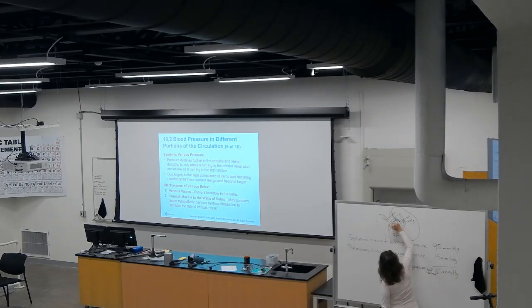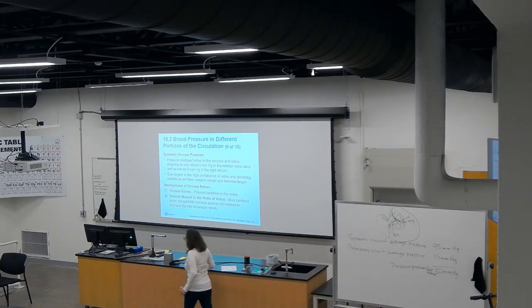Why? Well, because there is a gradient. And if you say the MAP, let's say 95 millimeters of mercury, is 0 in venous pressure, still, it's a big difference. So you keep that circulation going.